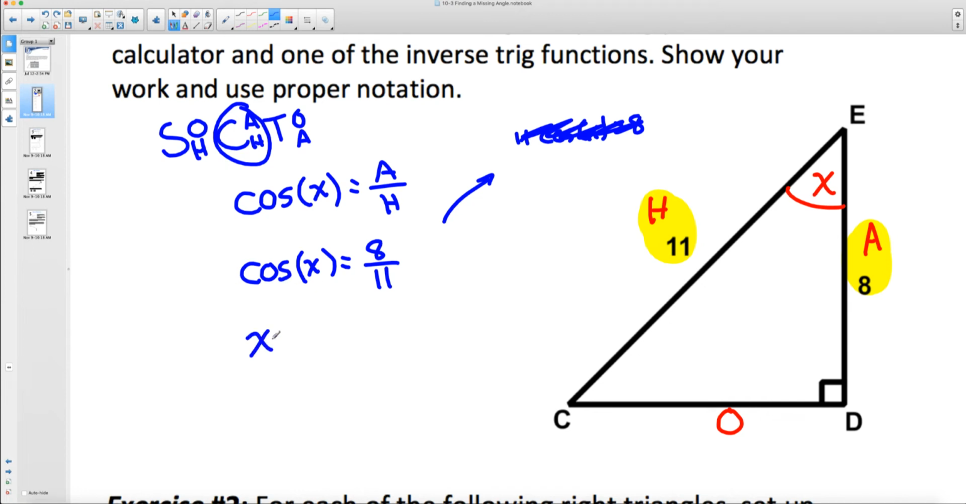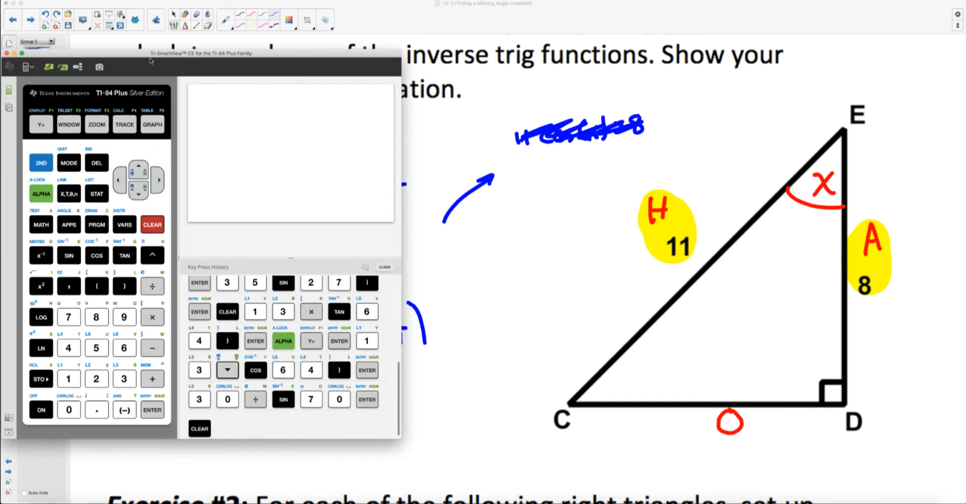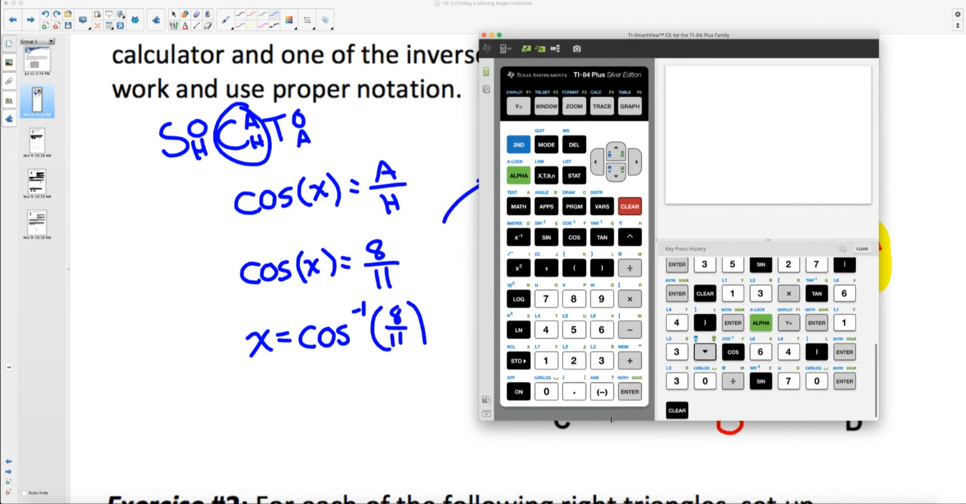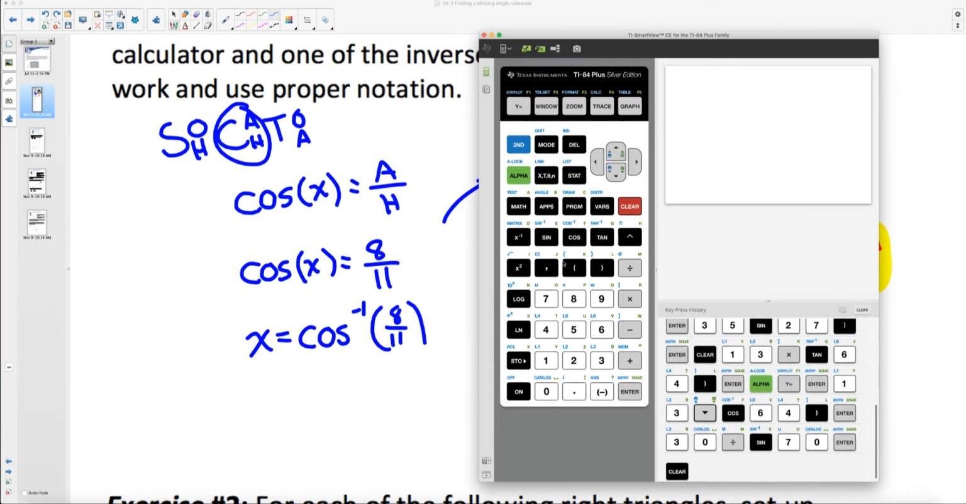When we do the inverse of both sides, that kind of gets rid of this cosine function. So cosine inverse of 8/11ths is going to give us x. We need to get rid of this cosine function. To do that, we're going to go ahead and do the cosine inverse of both sides. So we need to go over to our calculator. The calculator is going to take care of this for us.